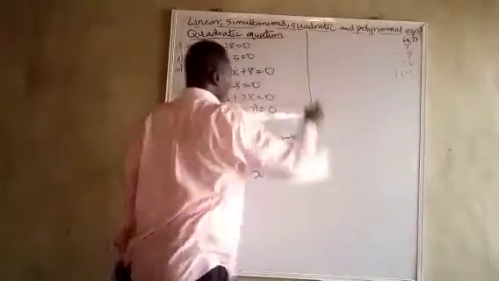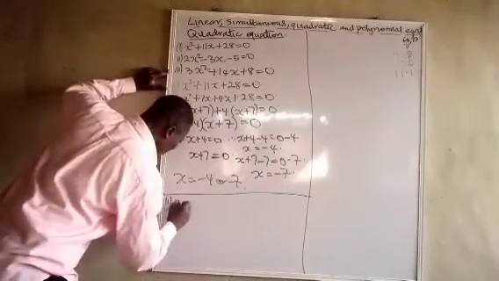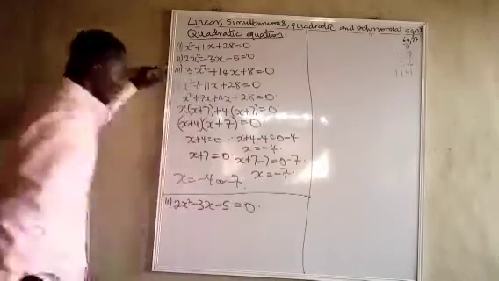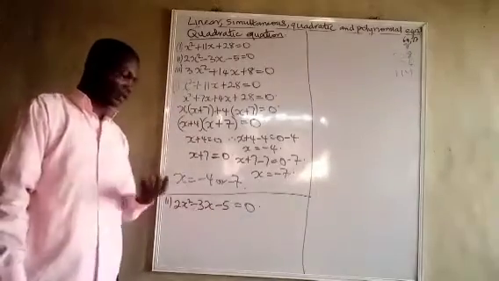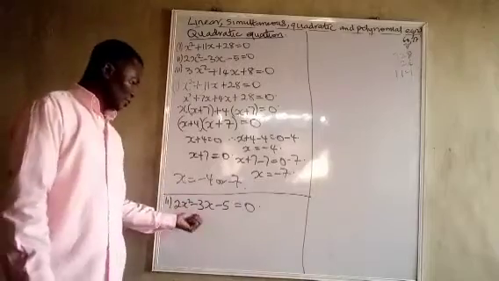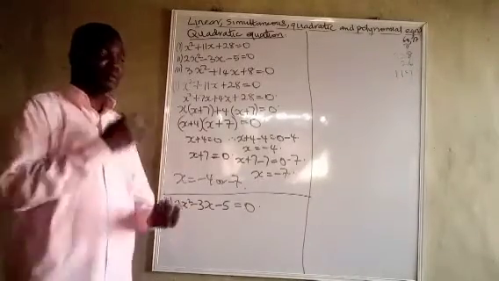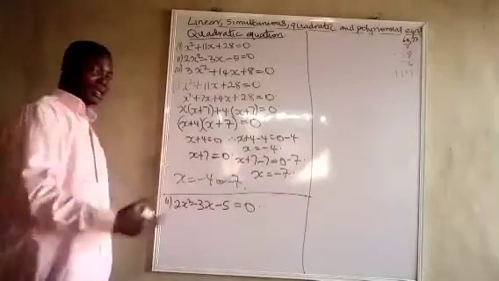Now let's look at the second one. We have 2x squared minus 3x minus 5 equals 0. In this situation, 2 times minus 5 gives us minus 10, and the sum should give us minus 3. So what two numbers, when we add them, give us minus 3, and when we multiply them, give us minus 10? That will be minus 5 and 2.